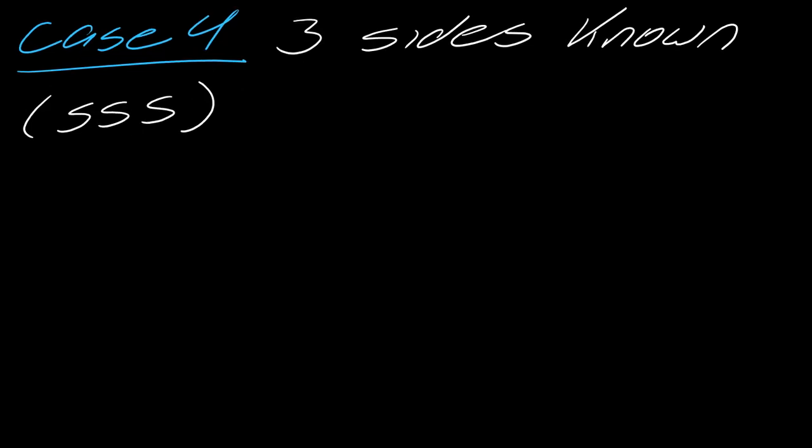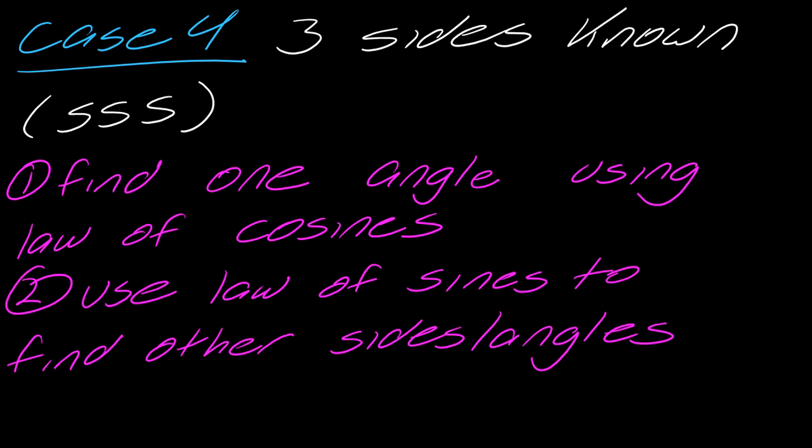And then finally we've got case 4, where we've got side, side, side. When that happens, you're going to find one angle using the law of cosines, and then after you find one angle, you can use the law of sines to find the other sides and angles. And of course, when you know two angles, you can take 180 minus the other two angles. So you just kind of go on from there.